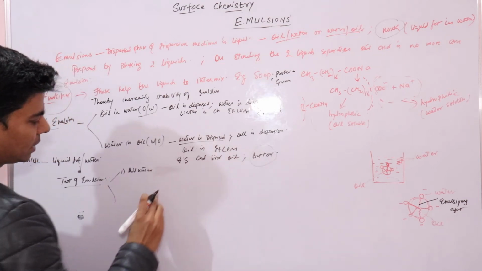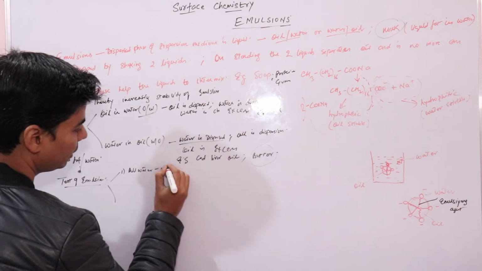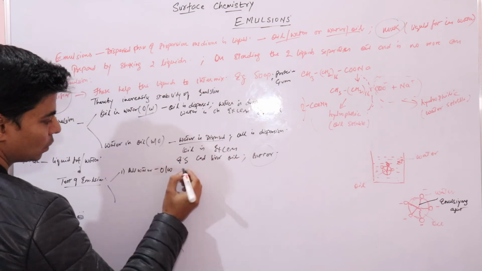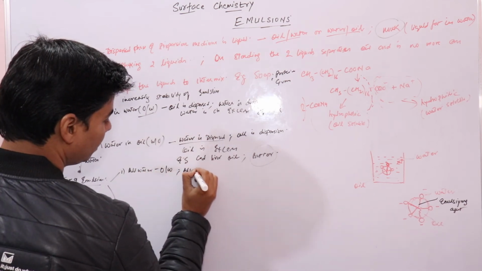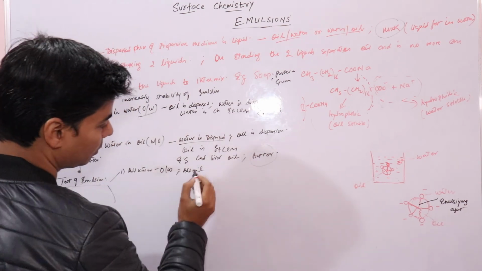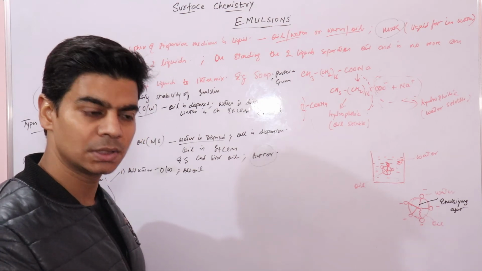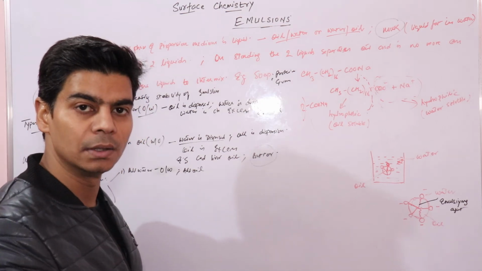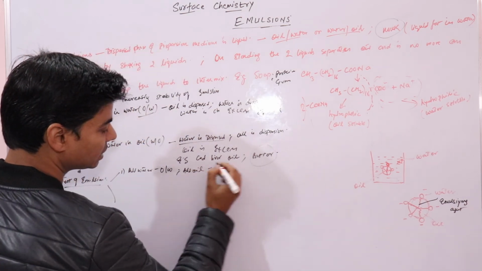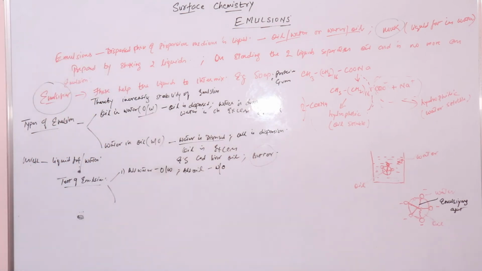So let's just understand like this. Add water; if it mixes well, it's an oil in water emulsion. Second, in this only, add oil. If you add oil to the emulsion and oil mixes well with the emulsion, that means it has more oil. It is a water in oil emulsion, right?